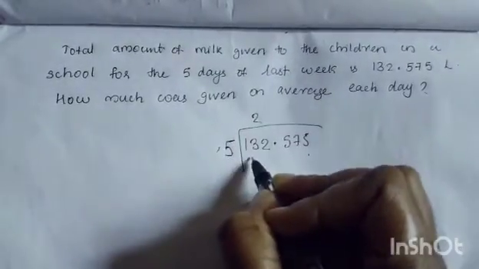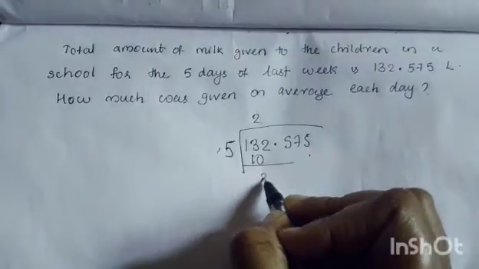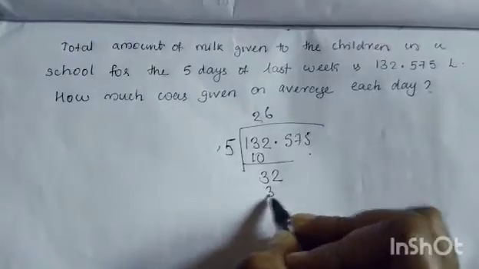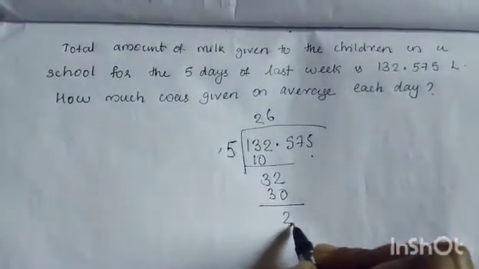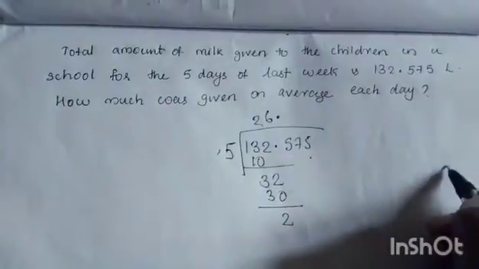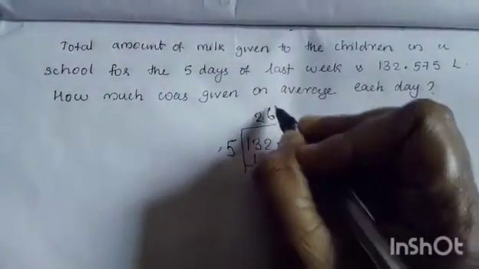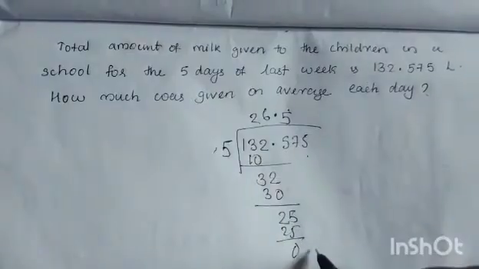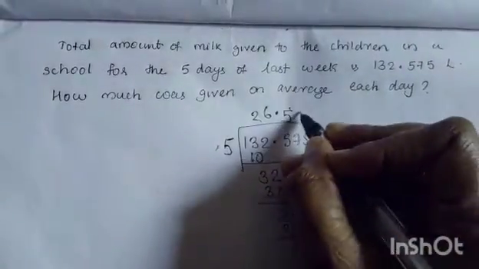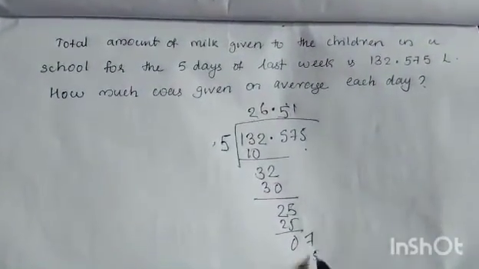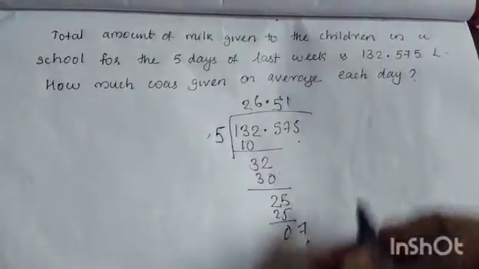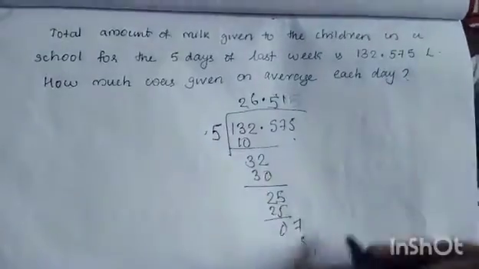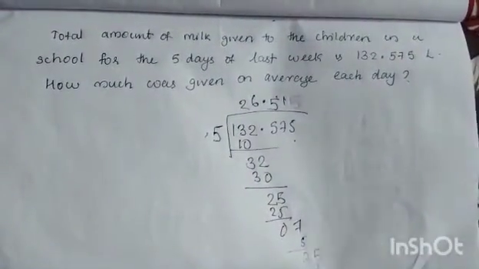First, 2 5s are 10. 13 minus 10 is 3. Carry down this 2, making 32. 6 5s are 30. 32 minus 30 is 2. Make the decimal point. Then carry down 5, 25. 5 5s are 25. 0. Then next carry down 7. 1 5 is 5. 7 minus 5 is 2. Then next carry down 5, 25. 5 5s are 25. The remainder is 0 here.